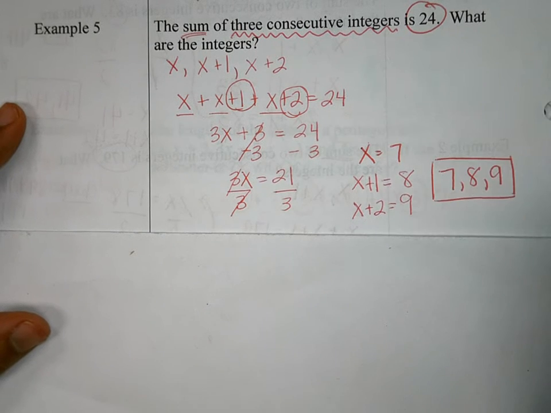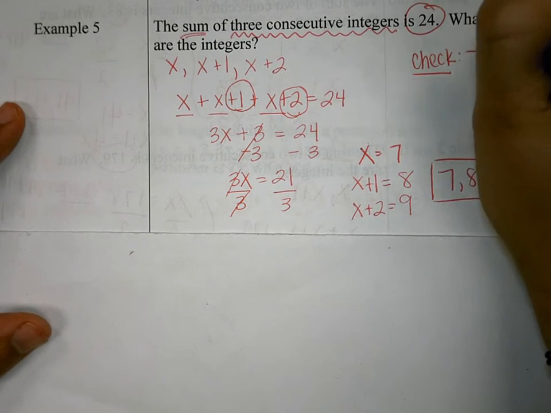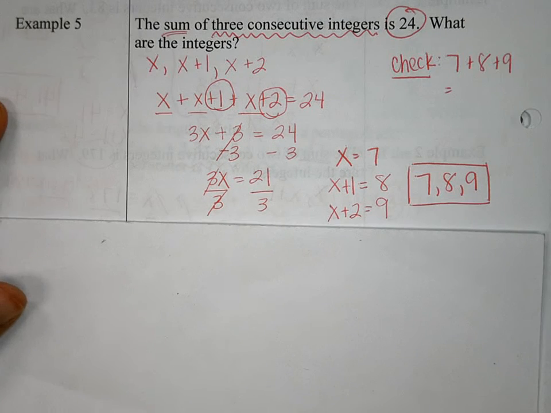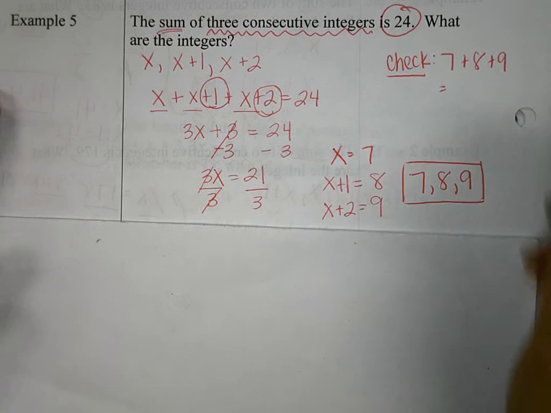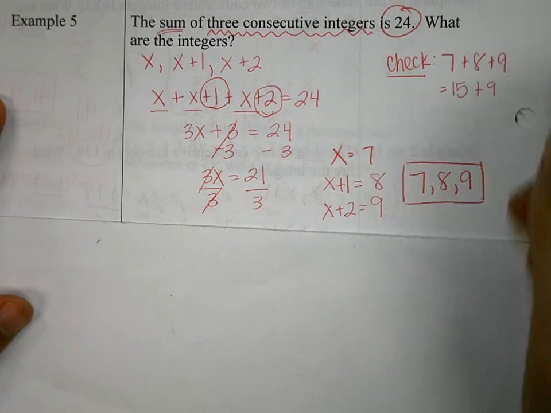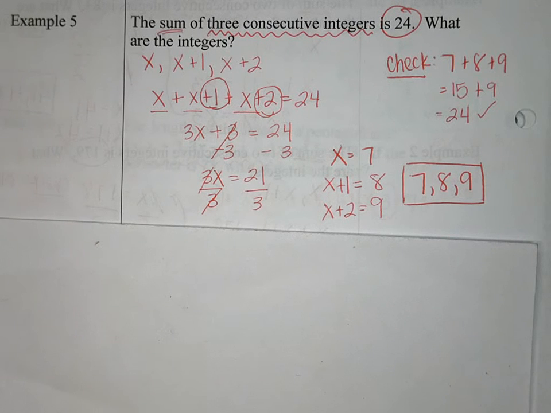Let's do a quick check. So check this: 7 plus 8 plus 9 equals. Well, 7 plus 8 gives me 15, plus 9, and 15 plus 9 gives me 24. So we got the correct answer.